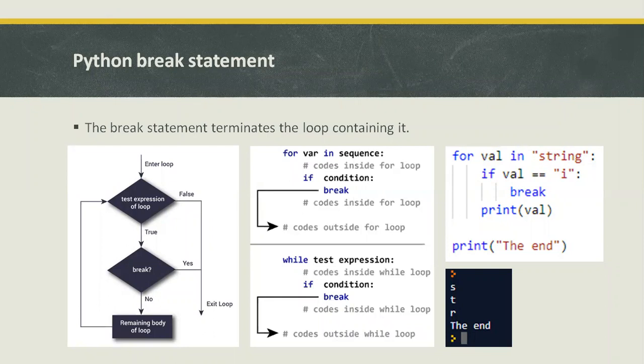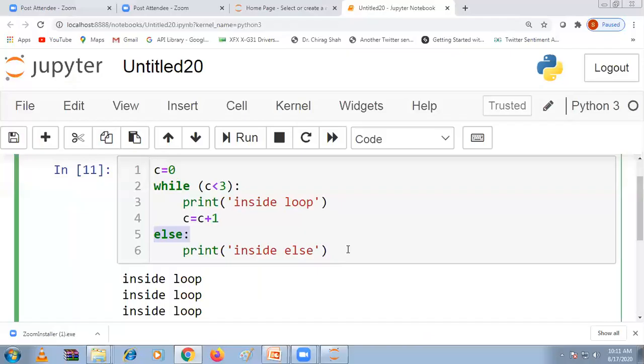Now, whenever you write a break, it breaks the loop and goes outside the loop. So this is a program. We'll see this program and understand how the break statement works.